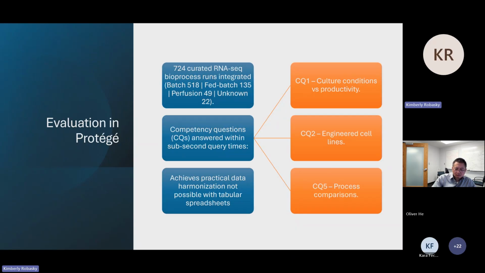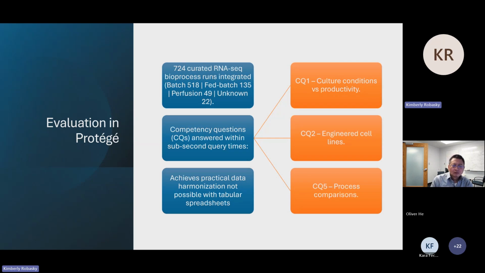We modeled and tested 5 competency questions, including the 3 here that are representative of our main classes of questions: which culture conditions correlate with high productivity, which cell lines overexpress a particular gene, what pathways differ between the different subclasses. And then we asked whether or not these different CQs could be expressed and answered within the ontology. MICBO did successfully capture the relevant relationships for the three main classes of CQs, which were the culture optimization, cell line engineering, and process comparison.